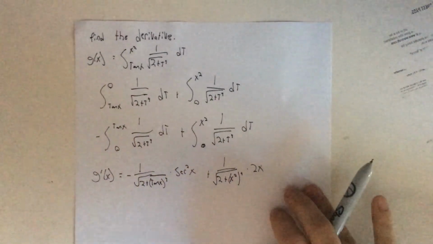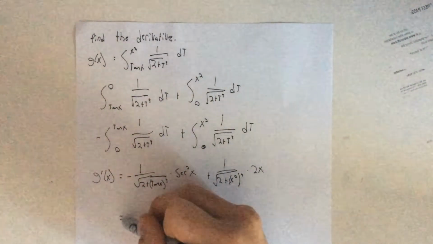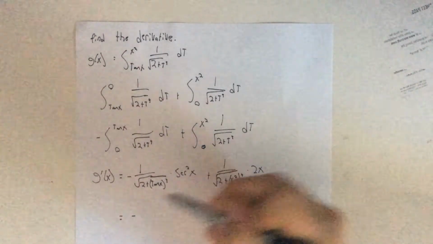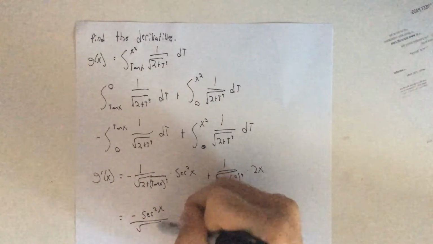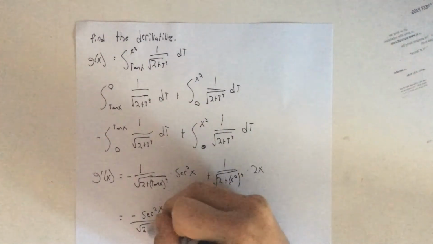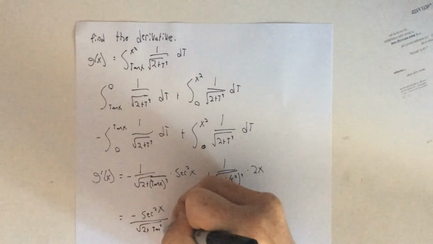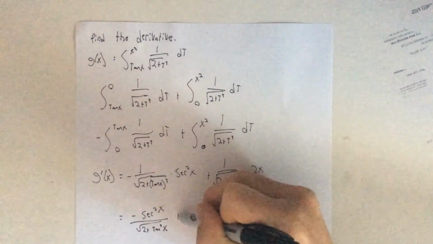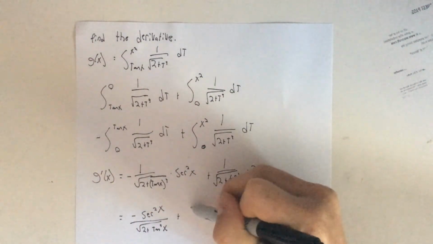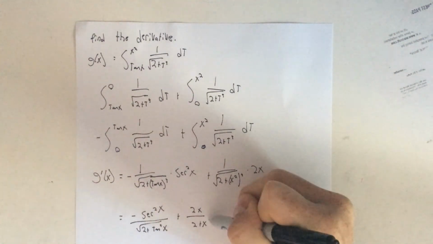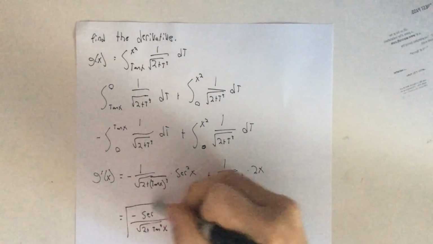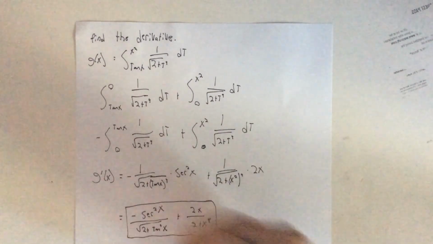And then, simplified even further, we get negative secant squared x all over the square root of 2 plus tan to the 4th x, plus 2x all over the square root of 2 plus x to the 8th. And there we have it.